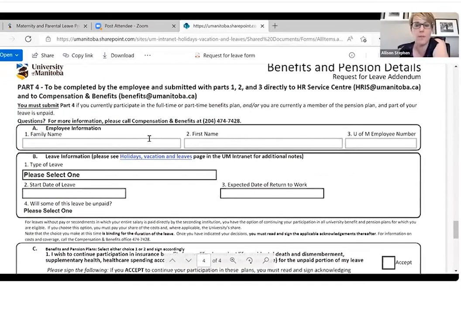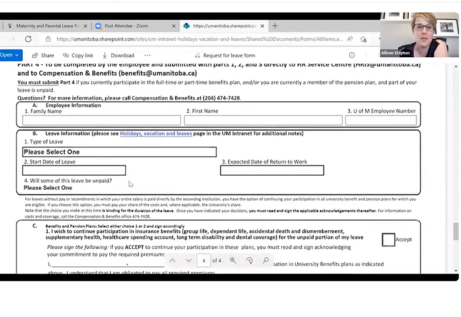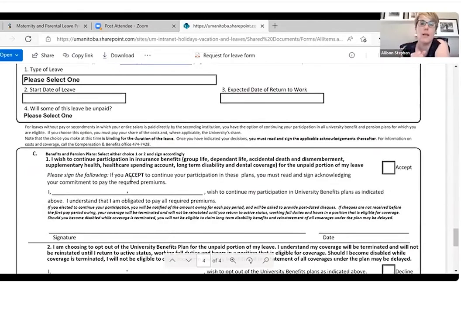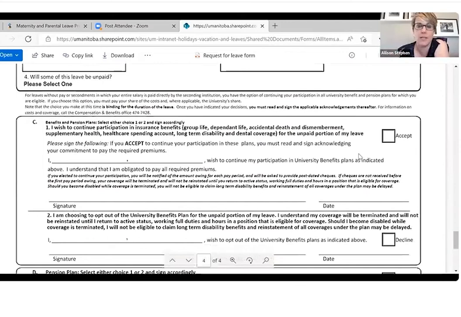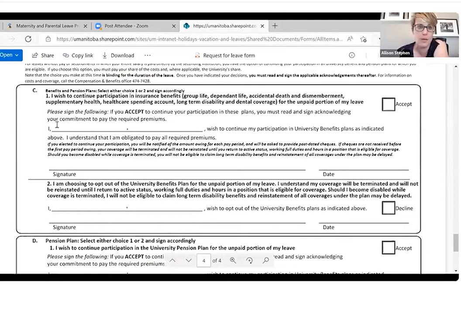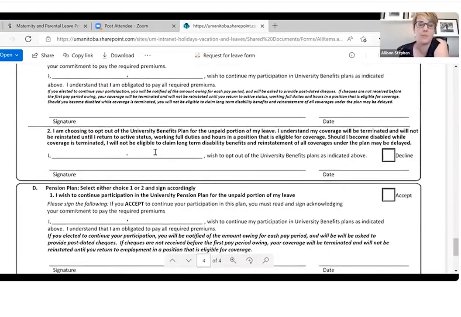And page 4, so benefit and pension details. So this is where they need to know for the unpaid portion of the leave. So if you're taking Plan A, all of it is unpaid. So if you're taking Plan A, you need to decide, do you want to keep paying for both shares, the employer and employee shares of the benefits and pension? So you either accept or decline. There's 2 sections. So one for benefits is section C, section D is the pension plan.